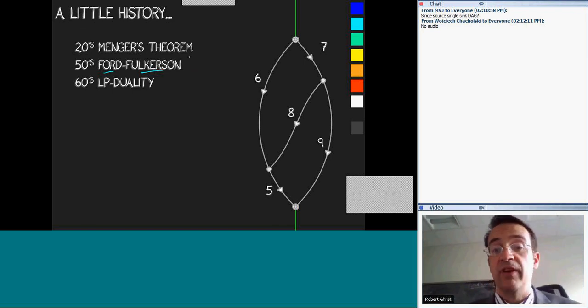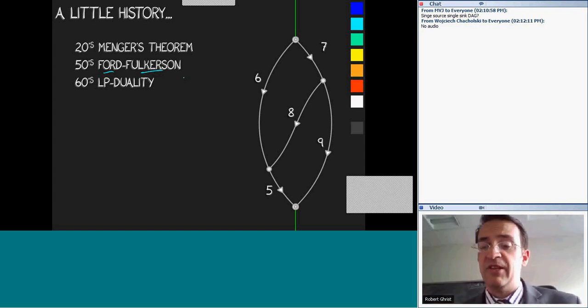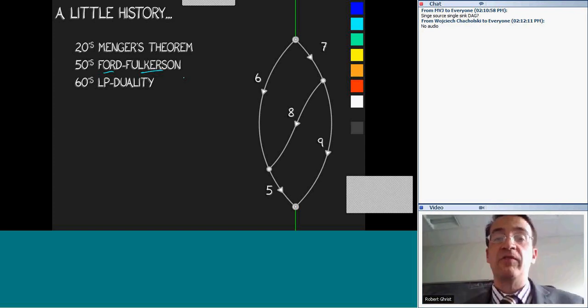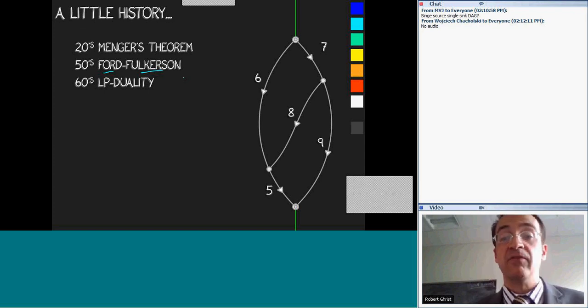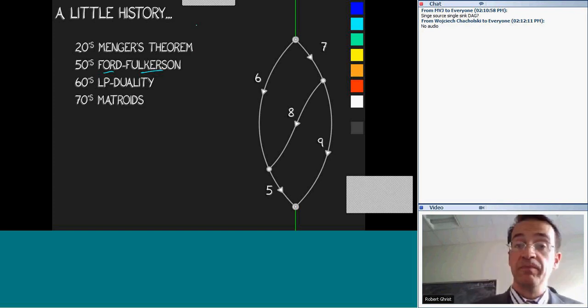In fact, one of the best ways to prove it quickly and easily is to use standard duality in linear programming to write down primal and dual problems, between flows and cuts, respectively. Now, the literature on this subject is absolutely huge. There's an enormous number of different perspectives with which to attack this problem. Among the more interesting ones would be matroids.